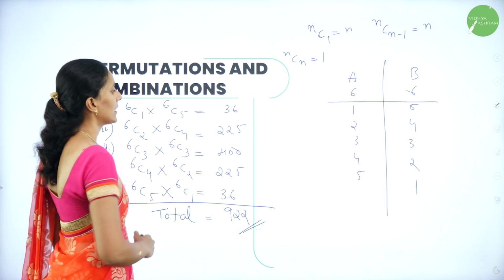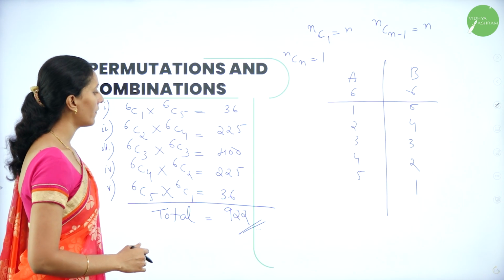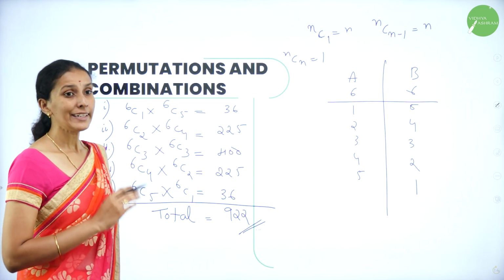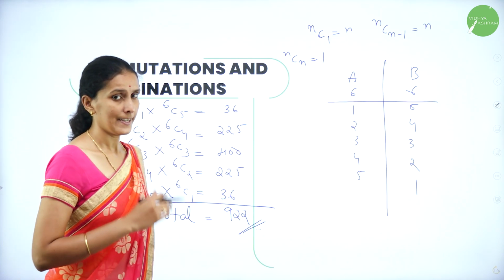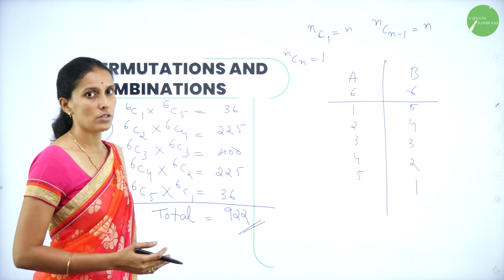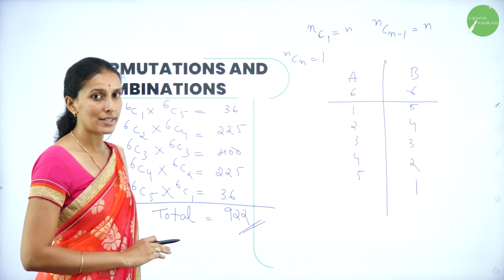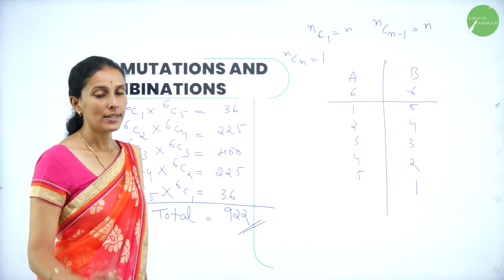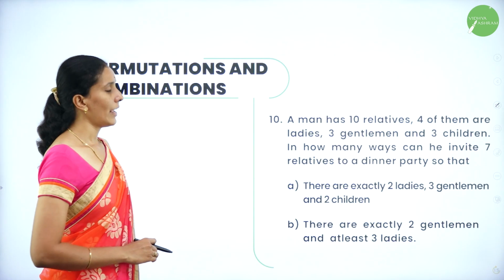We have got 36, 225, 400, 225, 36. So total 922. So in 922 ways, he can answer the questions. That is, in total, he has to answer 6 questions out of 12 questions, where 6 are from part A and 6 from part B. Next question.